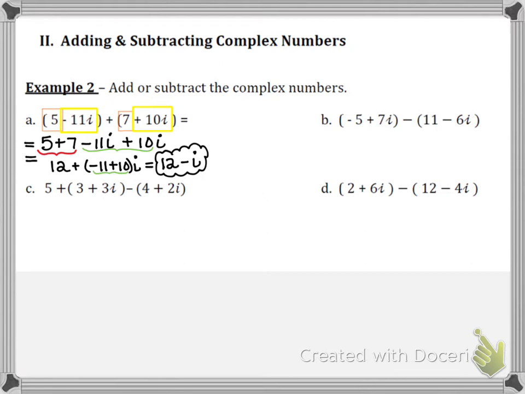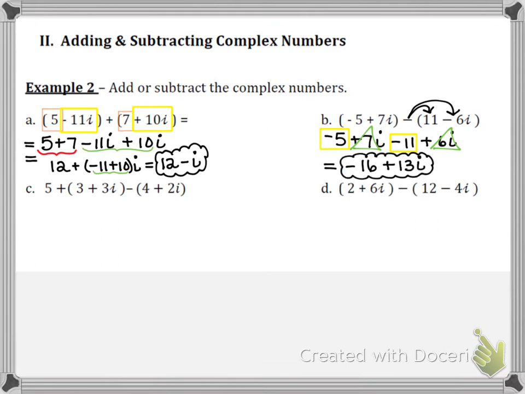Let's take a look at part B. Since we are subtracting the second complex number, we do need to distribute negative 1. So our first complex number stays as negative 5 plus 7i, but then I minus 11 and add 6i. Now I'm going to combine like terms. So I can combine the real number constants, negative 5 and negative 11, but then I'm going to have to combine the imaginary parts, which are the 7i plus the 6i. Negative 5 minus 11 gives me negative 16, and 7i plus 6i gives me 13i.